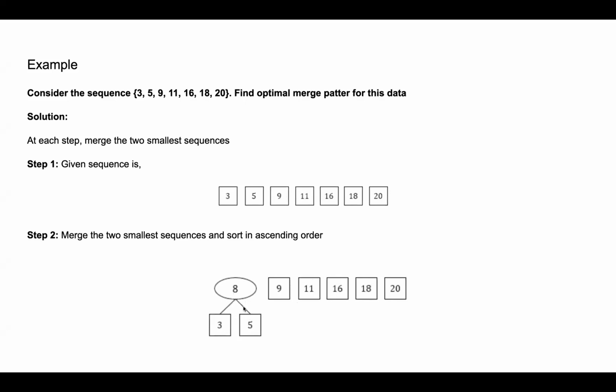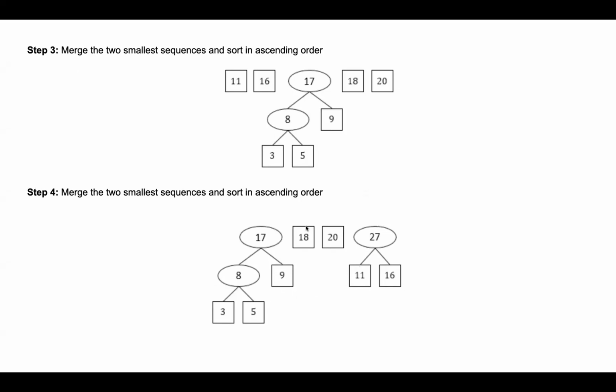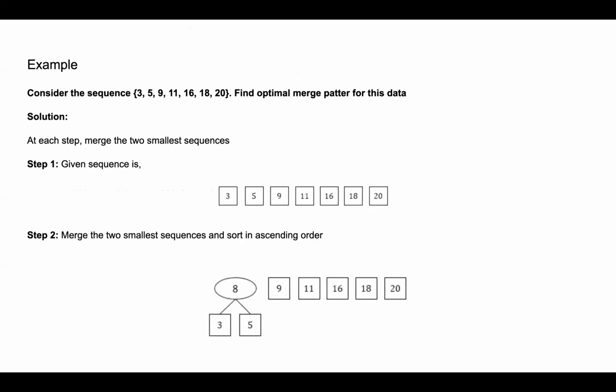8, with 3 and 5 below it, and as it is, the next list is 9, 11, 16, 18, 22. Okay, it is step 2. Then what is step 3? Merge the two smallest sequences and sort in ascending order. What are the next two sequences? 8 and 9. Okay, 8 and 9. These are the smallest ones, and it becomes 17. So 11, 16, 17, 18, 22. This should be the sequence.